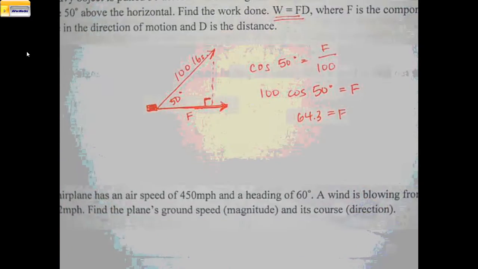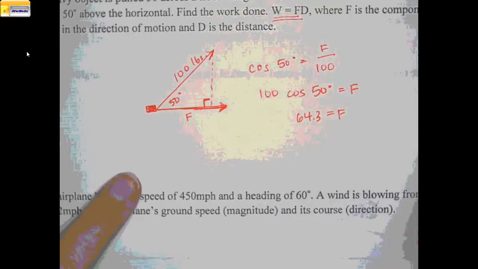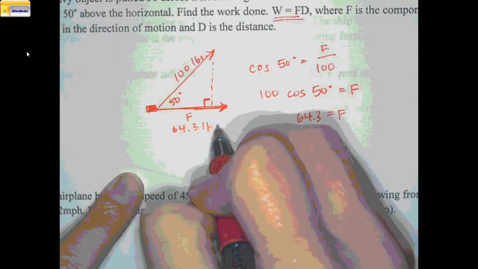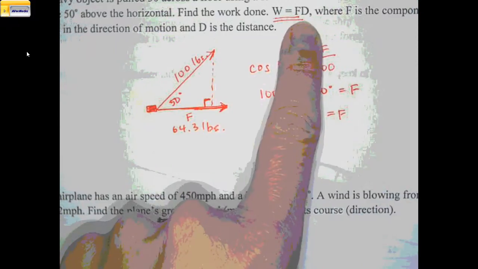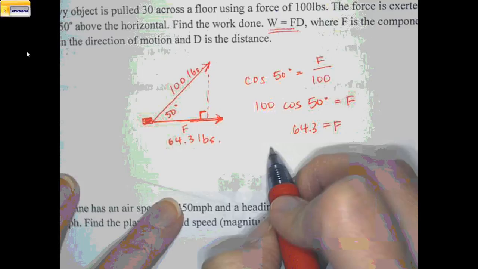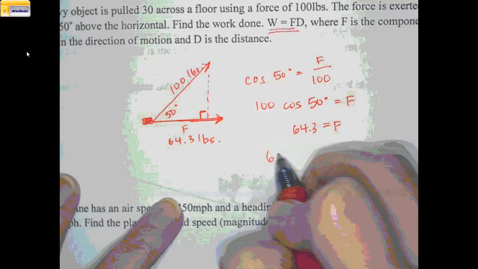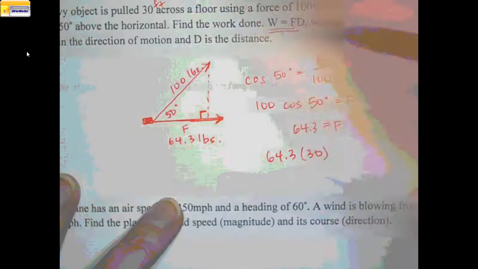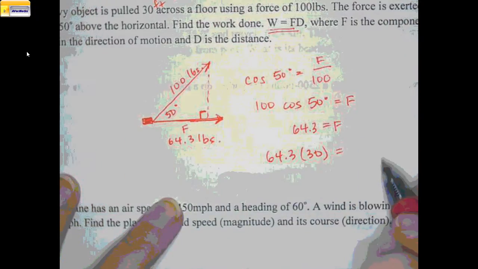And they want us to find the work done. So we're not done. We found the force. Work, it says, is F times D. Force times distance. So here's our force, 64.3, times our distance of 30 feet. And that should say feet, sorry. And what do we get?